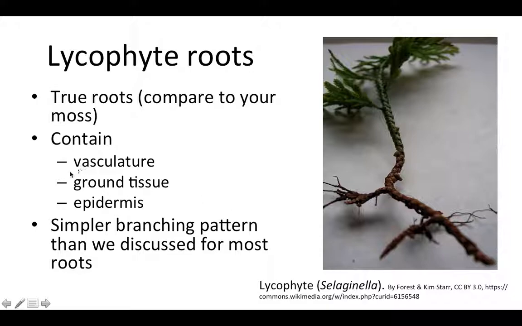They have vasculature, they have ground tissue, and again they have epidermis, the three parts necessary to be a true organ. Now the roots are a little bit different than in the ferns, the gymnosperms, and the angiosperms. There's a simpler branching pattern. They don't do lateral roots in the same way that those other groups do. Nevertheless, we are going to consider these true roots.